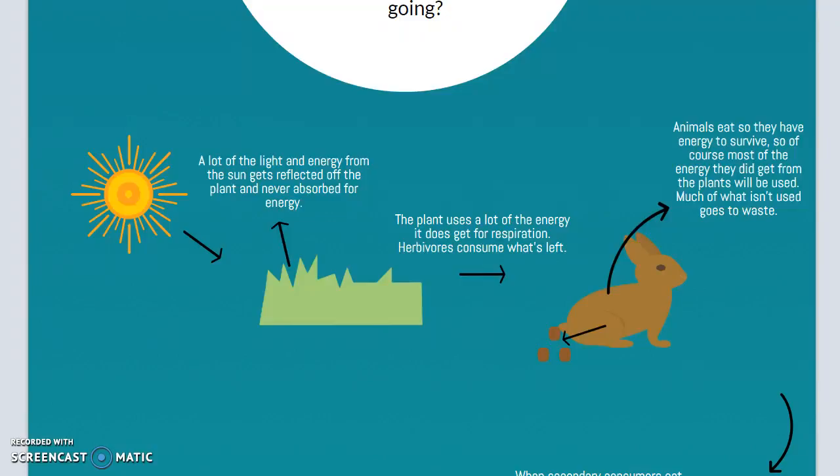And so consumers come and they eat that, and then they only obtain 10% of what's left, like I just said. And then the energy that they do have goes mostly towards respiration. It goes towards movement. It goes towards reproduction. It goes towards survival in general. And then what doesn't get used is wasted, as you can see.